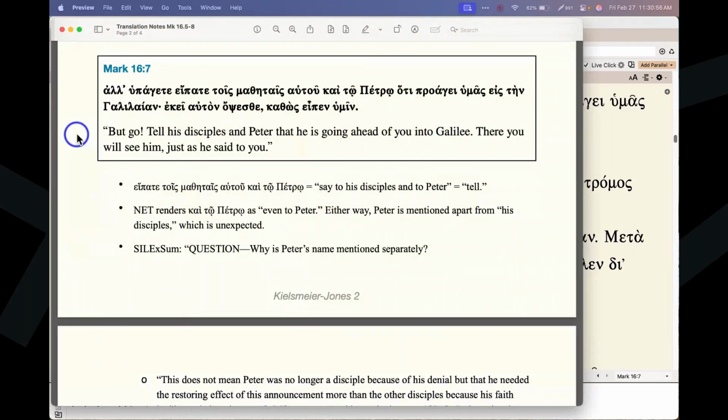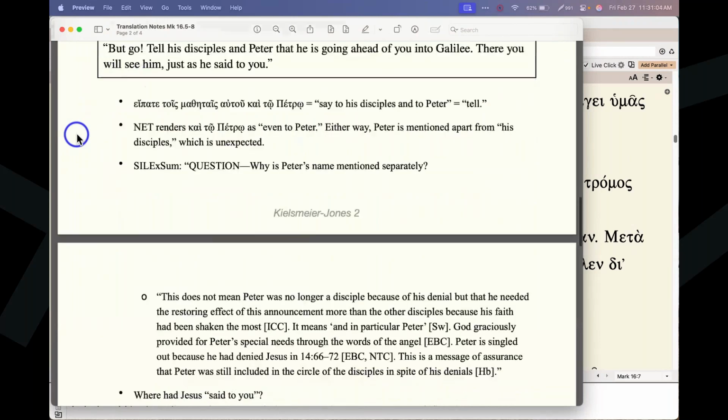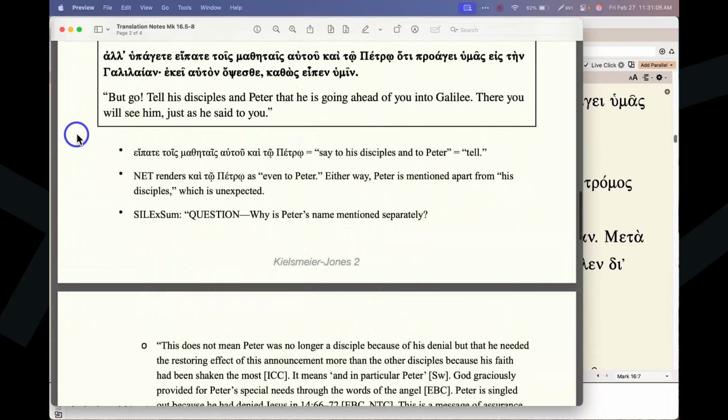Here's how I've translated it. But go tell his disciples and Peter that he is going ahead of you into Galilee. There you will see him, just as he said to you. Again, with eipate tois mathetais, that dative gives us this to, but say to his disciples and to Peter. You could translate it that way, but usually in English, instead of say to somebody, we would tend to say tell.